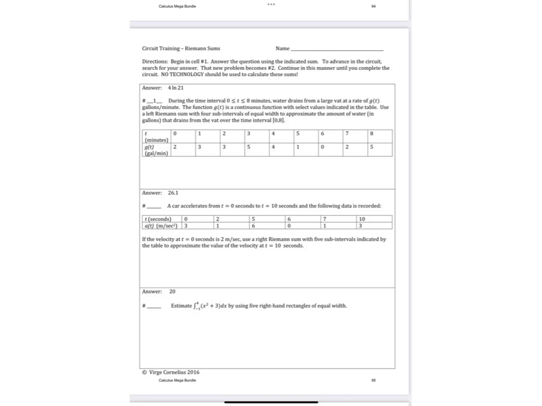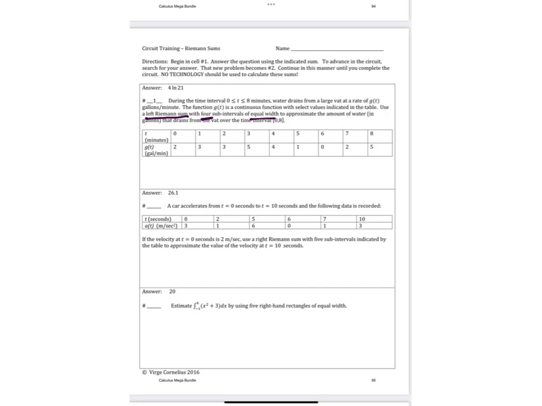So you want to underline the word left, because that's going to tell you which side of the rectangle we're interested in. Okay? With 4 subintervals of equal width, that's important as well, equal width, to approximate the amount of water in gallons that drains from the vat over the time interval.